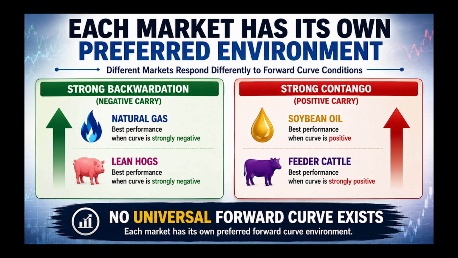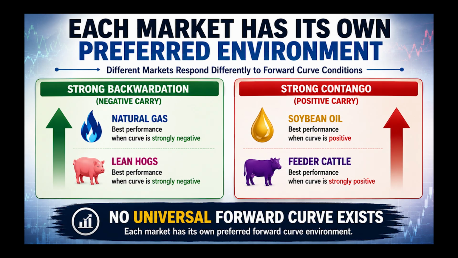There is no universally favored forward curve. Instead, each market appears to have its own preferred forward curve environment. Some markets perform best when the curve is strongly negative. Others perform best when the curve is strongly positive. This discovery changes how traders can think about carry.